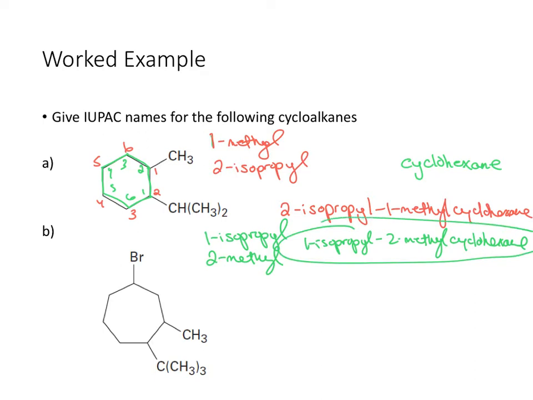Now let's get a little more complicated. So here we have a 7, 1, 2, 3, 4, 5, 6, 7. So the parent name there is cycloheptane.